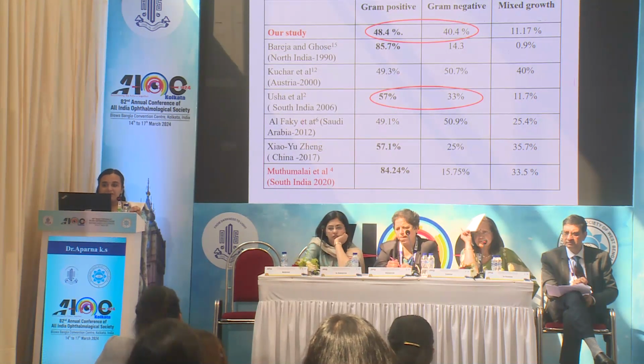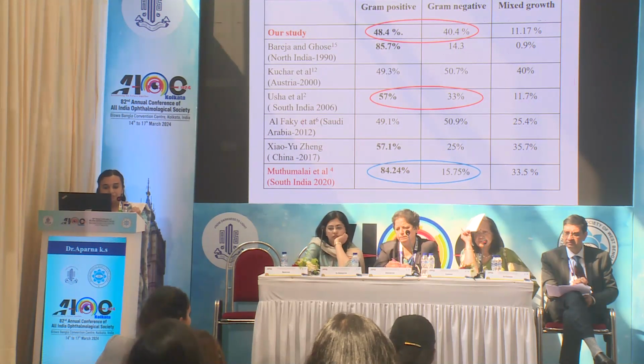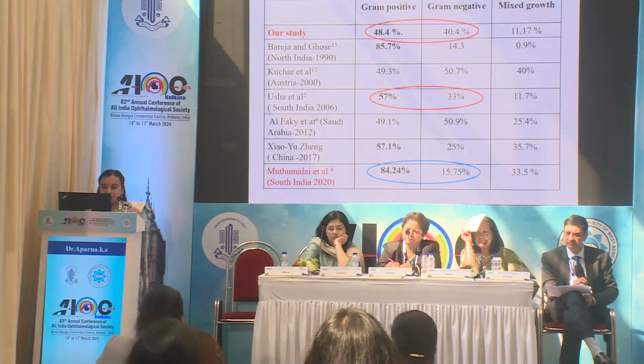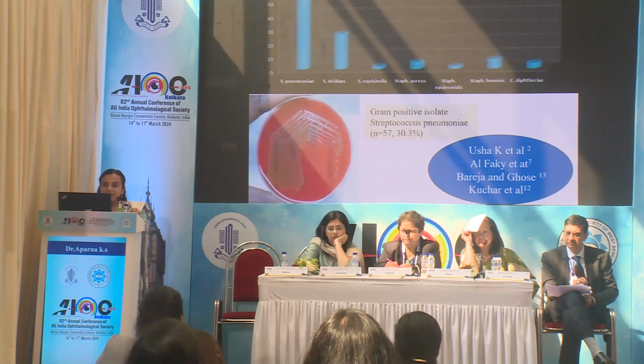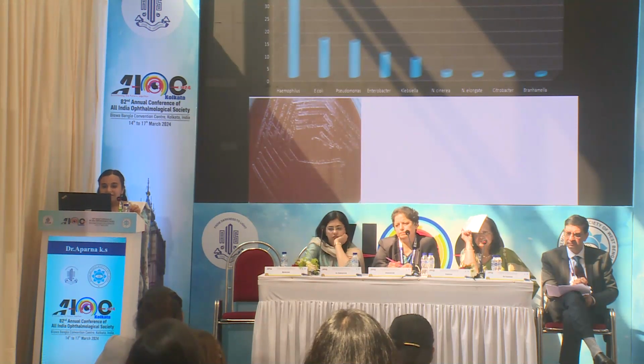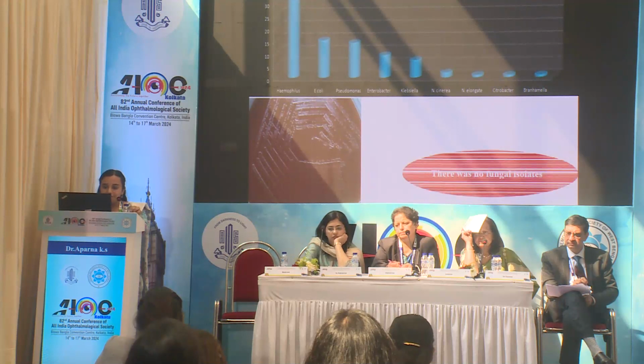Distribution of gram-positive and negative isolates is highly variable in previous studies, and we had comparable results to Ushaki et al. study done in 2006. Another recent South Indian study by Muthumalai et al. showed a higher involvement of gram-positive organisms. In our study, the most common gram-positive isolates are Streptococcus pneumoniae followed by viridans, and the most common gram-negative organisms are Haemophilus followed by E. coli.